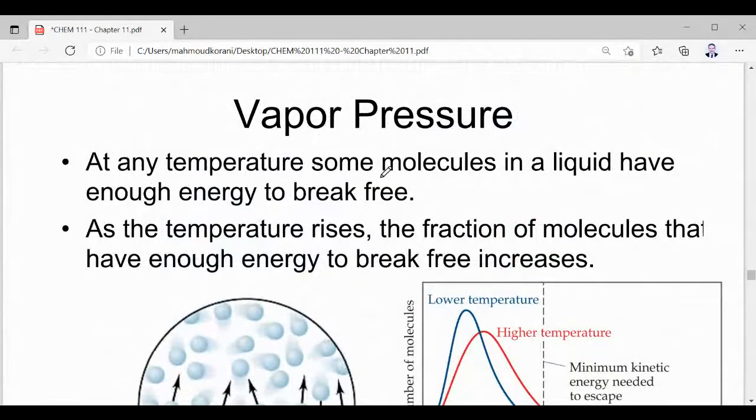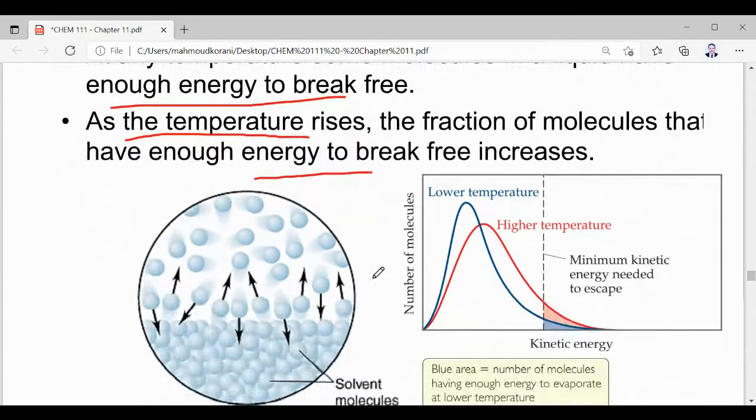Be with me, just read with me. At any temperature, some molecules in a liquid have enough energy to break free, to overcome the surface and go to the evacuated space above the liquid. As the temperature rises, the fraction of molecules that have enough energy to escape increases.